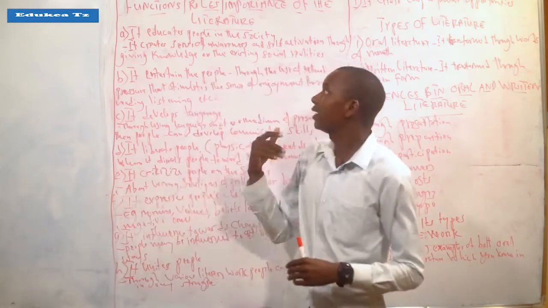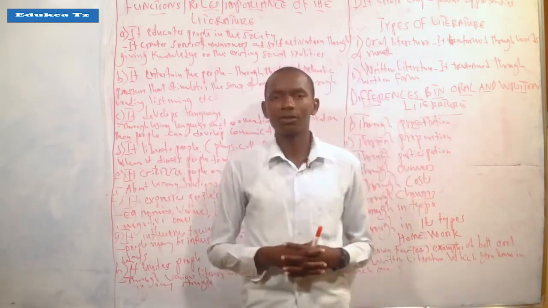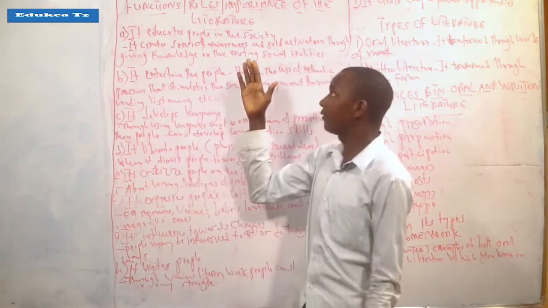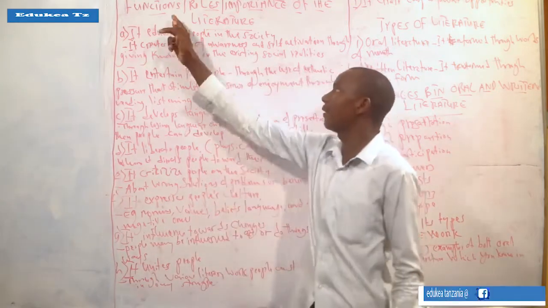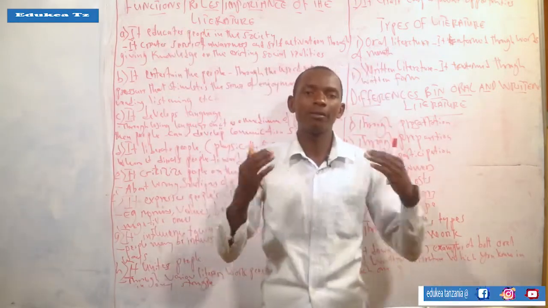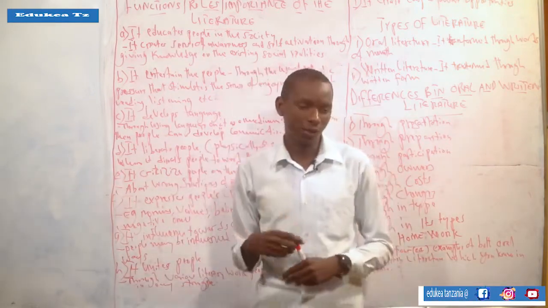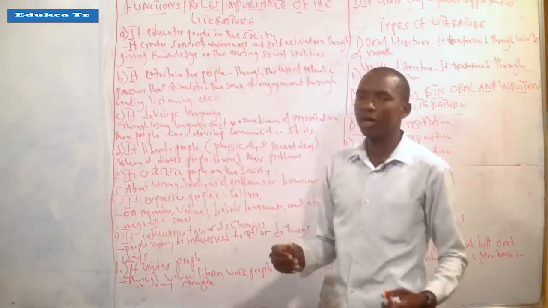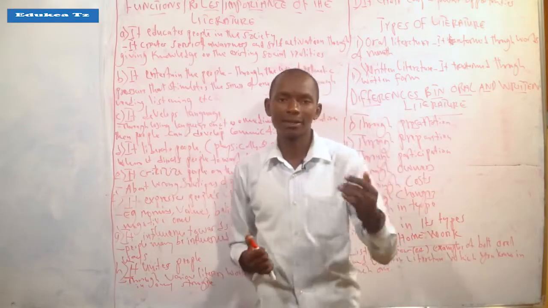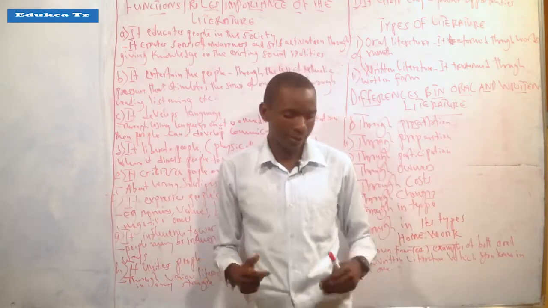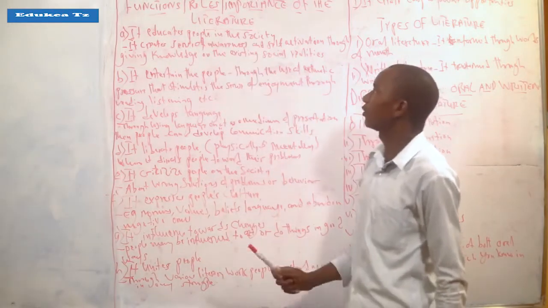So today, I decided to discuss the functions, or roles, or importance of literature. And I decided to use these several vocabularies. That's why there are some students who study only one word, that is function. When they meet another word apart from function, they fail to tackle a question like that. So I decided to use those words so as to enable you to know the words apart from function which can be used in a certain question.